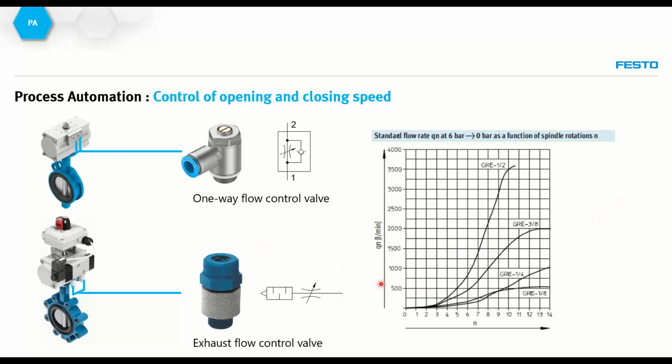If we look at the graph on the right-hand side, we see the relation between the number of turns and the flow rates for the flow control valves. As we can see here, there is a small screw. By adjusting this screw, the number of turns, we are automatically adjusting the flow rate, which will be reflected as the speed of opening and closing of the process valve.